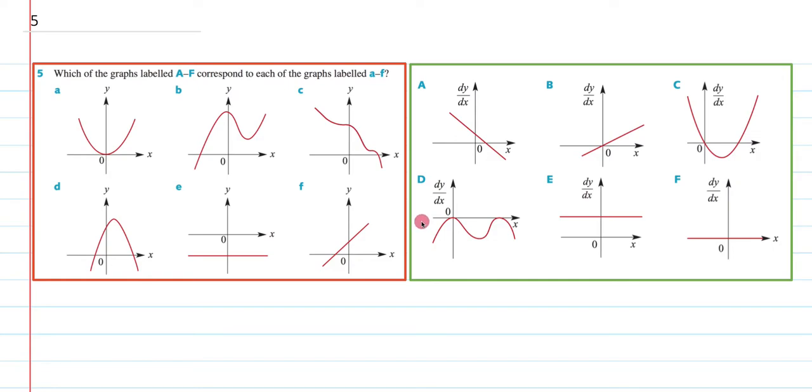We are going through exercise 17D, and in this video we'll be answering question 5, which says which of the graphs labeled A to F correspond to each of the graphs labeled A to F. So what it's asking us to do here is to match up a graph to its derivative graph.